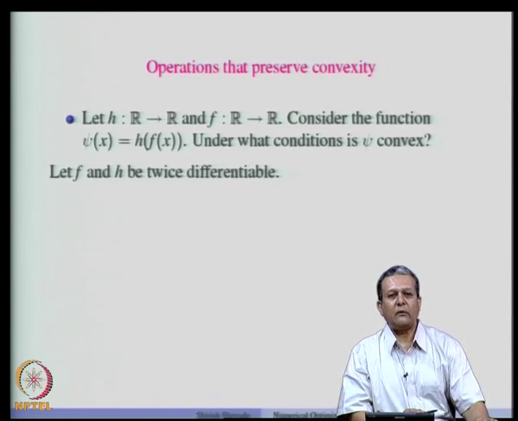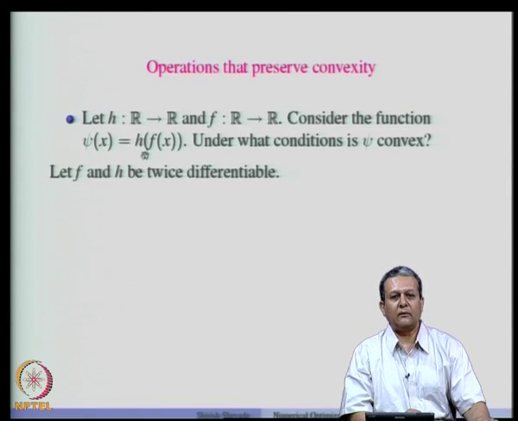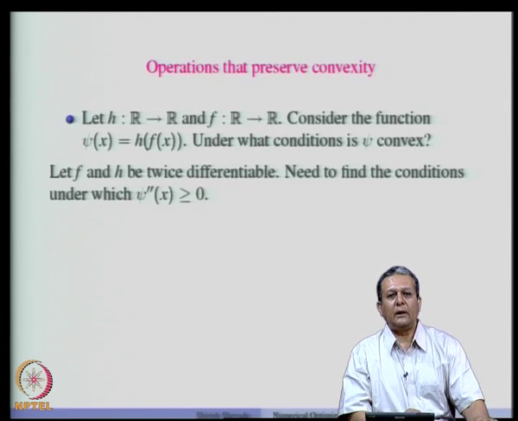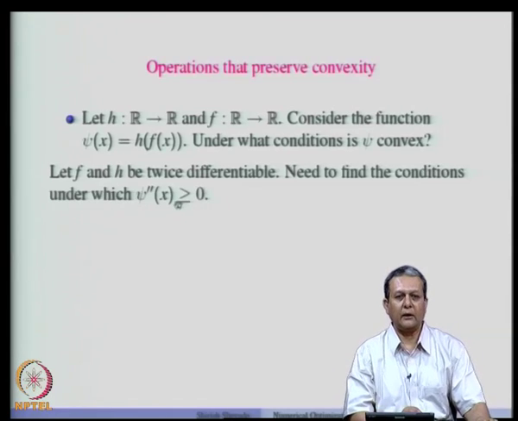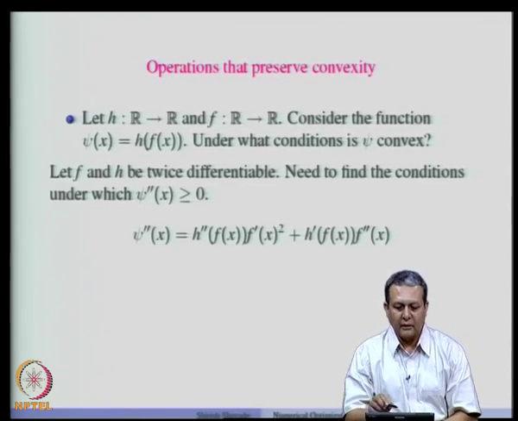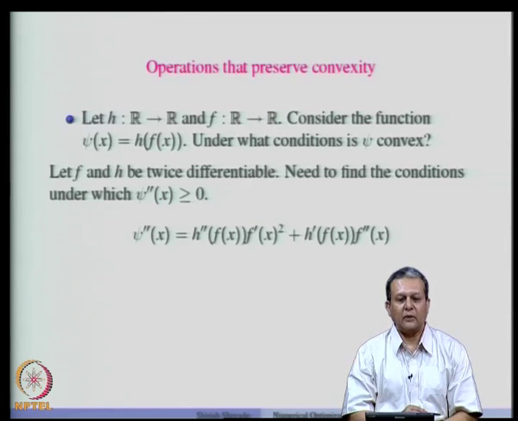For that purpose, what we need is the twice differentiability of h and f. So, let us assume that f and h are twice differentiable, and we need to find the conditions under which the second derivative of psi x is non-negative. If you write the second derivative of psi x, you will get an expression like the one shown here. Under what conditions is psi 2 dash x non-negative?